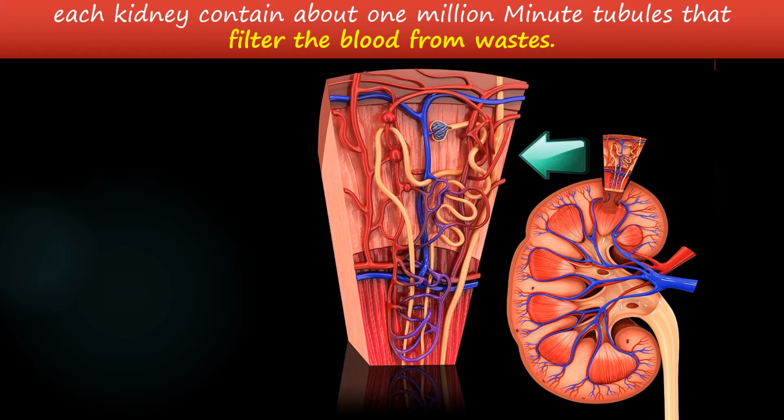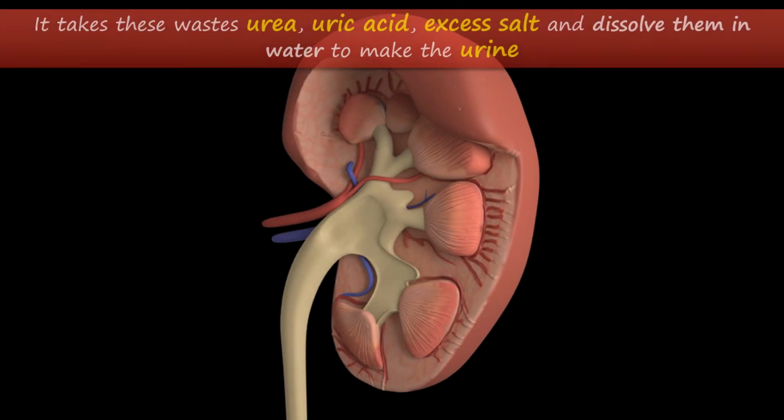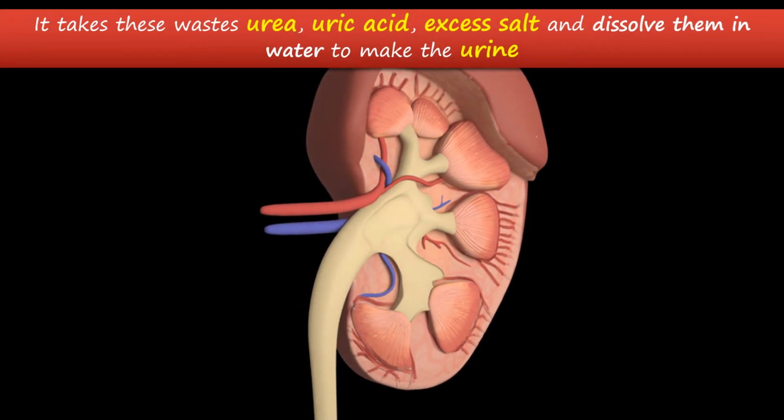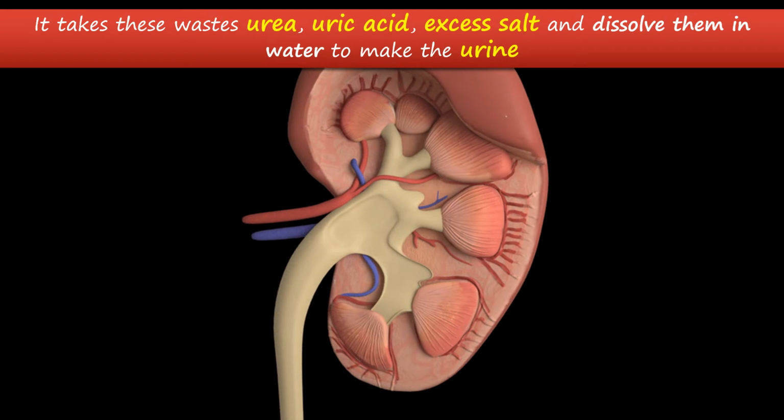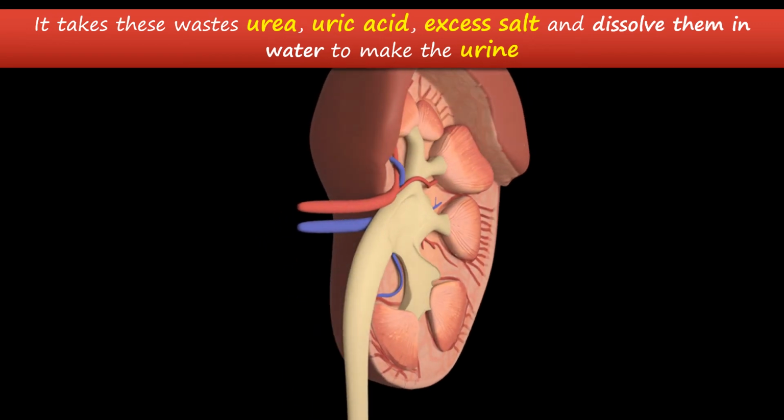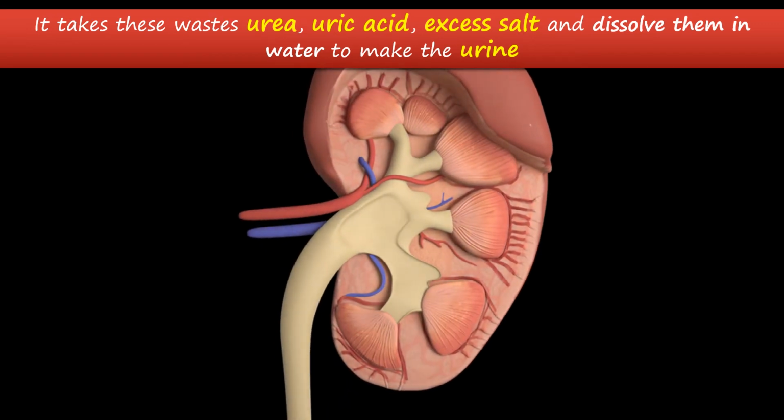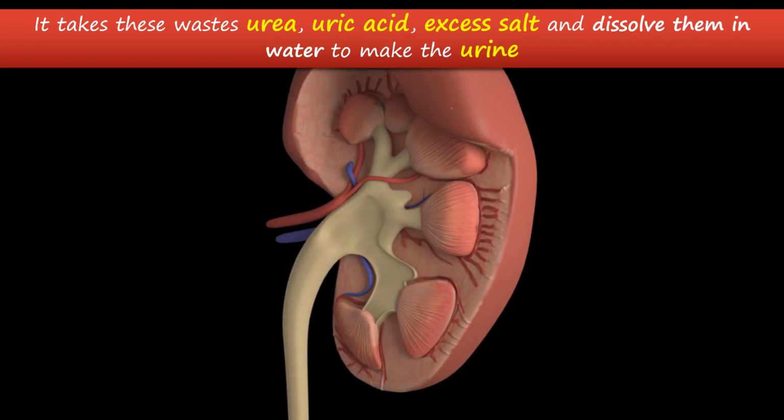Each kidney acts as a filter unit as it contains about 1 million minute tubules that filter the blood from wastes. Minute means very small. Look at the picture and see how many minute tubules are there in each kidney. Then it takes these wastes, urea, uric acid, and excess salt, and dissolves them in water to make the urine. So water is so important for the kidney in making the urine.